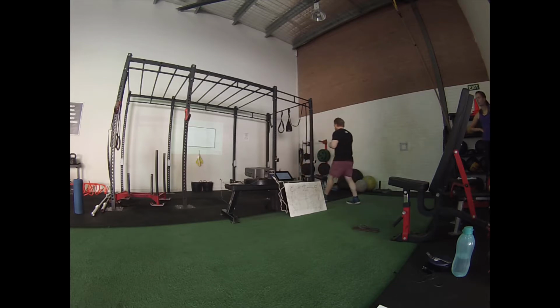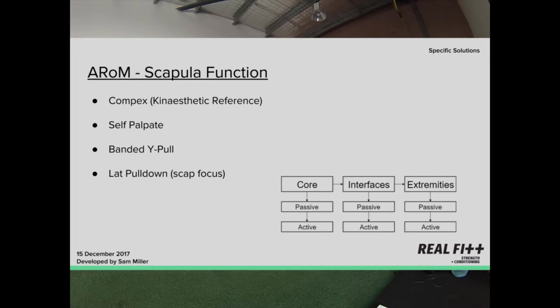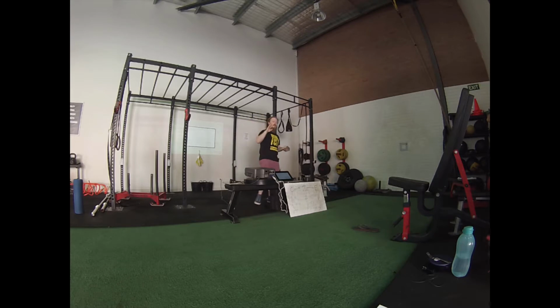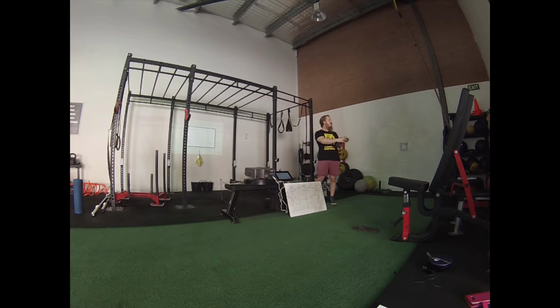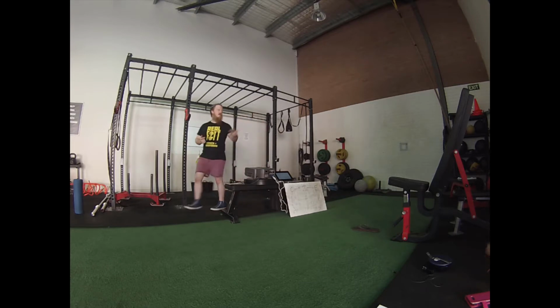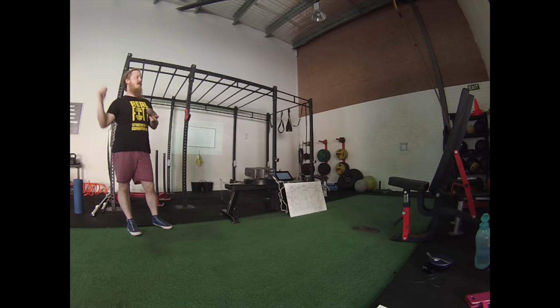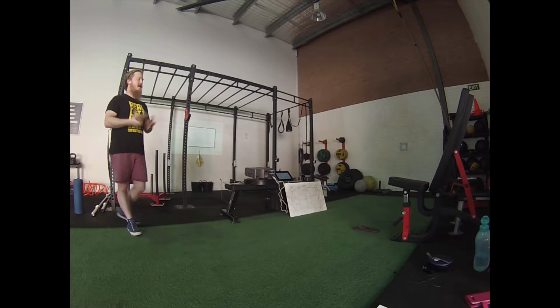Scap function. This is where complex pays for itself. This is so hard to teach people because having a reference for it is just ridiculous. Who failed the scapular assessment on at least one arm? Yep. Pass on both arms or fail? Sweet. Who else failed? Did anyone pass on both arms? No, so everyone failed. If I told you to retract and compress your scapula, would anyone know how to do it? Would you even know if you were doing it right or wrong? Right? This is where it becomes really difficult.